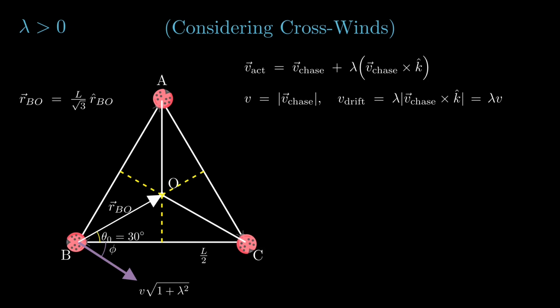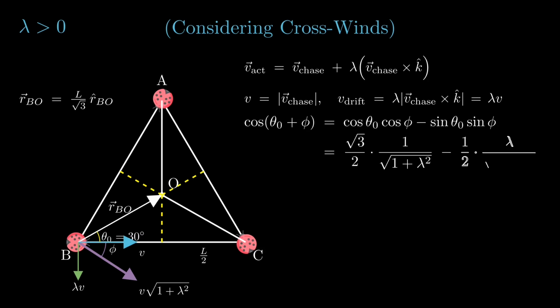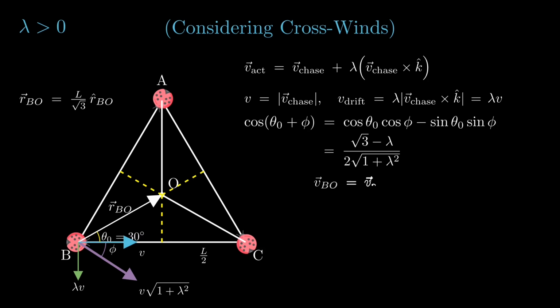The angle between BC and RBO is 30 degrees, and we let phi be the angle between the purple vector and BC. Using the identity of cos(theta naught plus phi), we can resolve the velocity component VBO, which turns out to be V times (root 3 minus lambda) over 2. It is now clear that as lambda increases, the component shrinks and the bug is losing its ability to head towards the center. Then comes the final step.